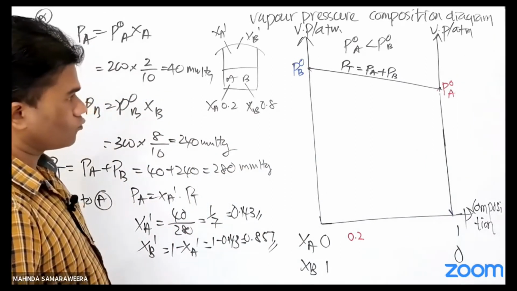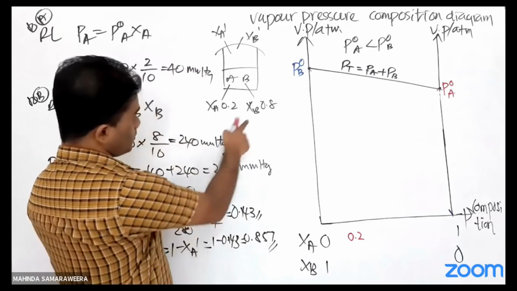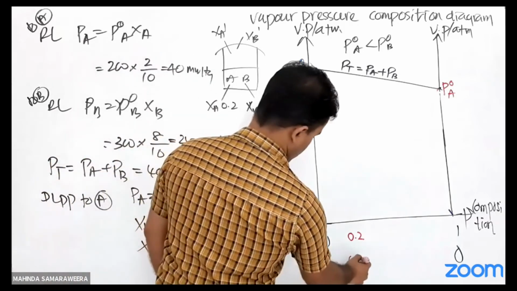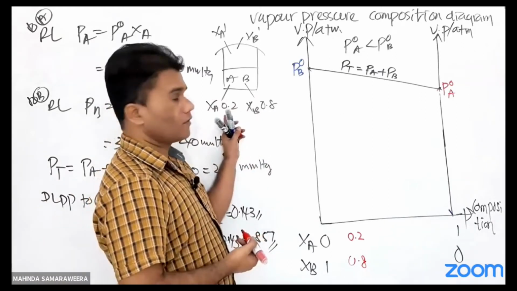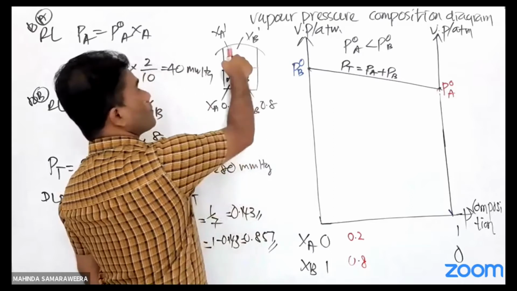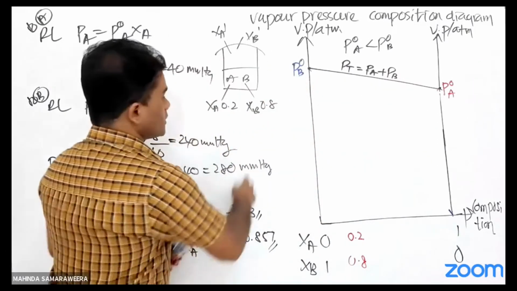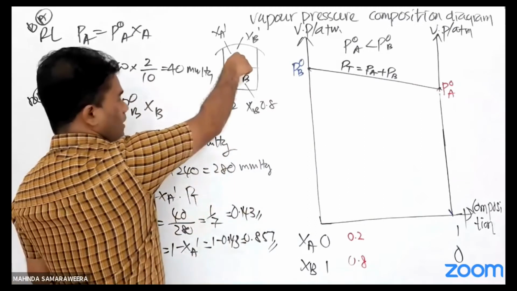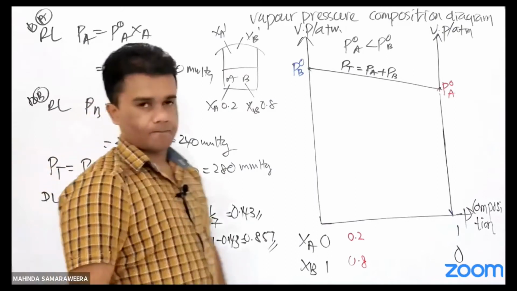0.2. Then what is XB? XB is 0.8, right? For this liquid mixture, I can find out the total vapor pressure here. This line gives the total vapor pressure. For this composition, the total vapor pressure is 280.